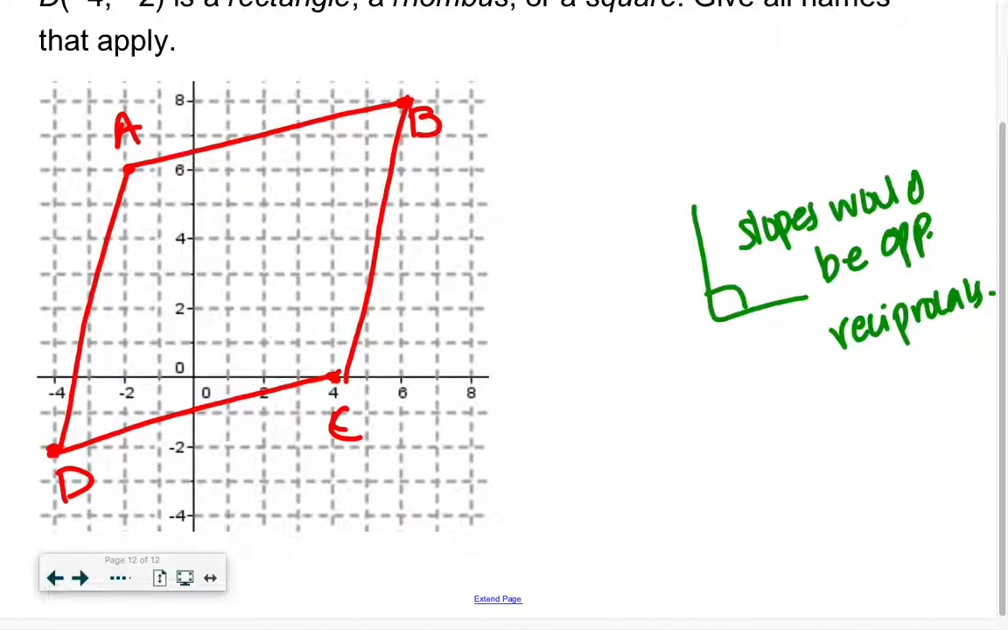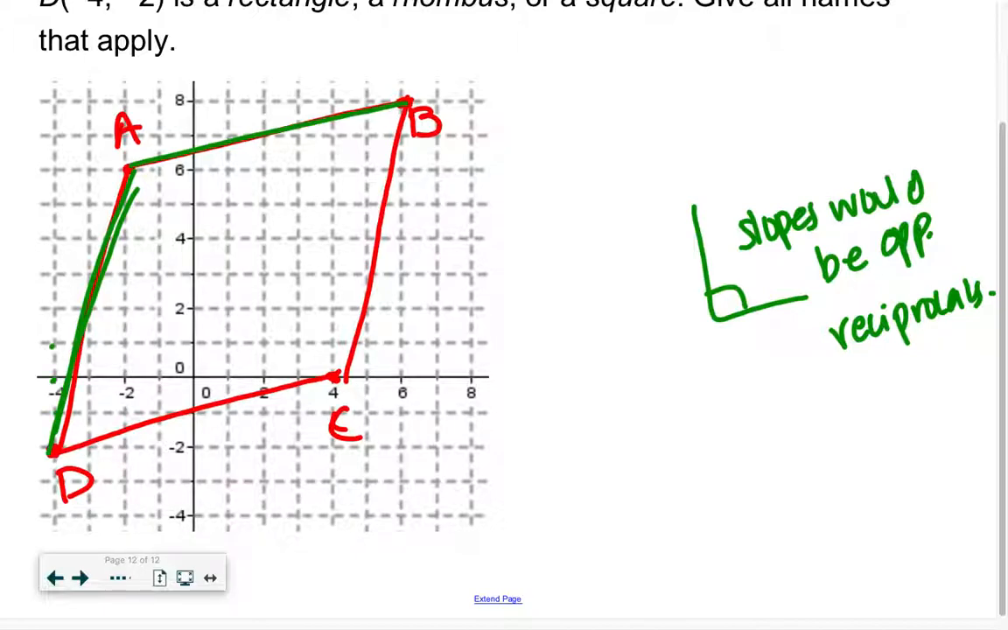AD and AB. Okay, thank you. I'm going to prove that they are not meeting at a 90-degree angle. What is the slope of D to A? Is it positive or negative, first of all? Positive slope. Good. And let's count how far up it goes and how far over it goes.